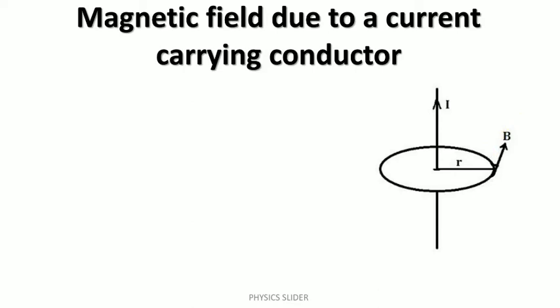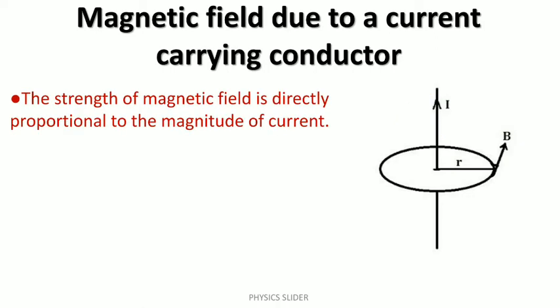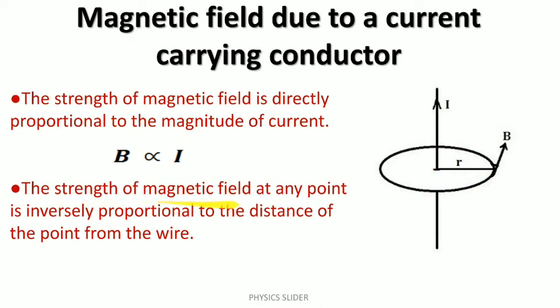So this magnetic field depends upon this electric current as well as this distance. The magnetic field will be directly proportional to the magnitude of the current. That is, the strength of magnetic field is directly proportional to the magnitude of current. That is B proportional to I. And this magnetic field will be inversely proportional to the distance between the wire and the point of observation. So the strength of magnetic field at any point is inversely proportional to the distance of the point from the wire. That is B inversely proportional to r.